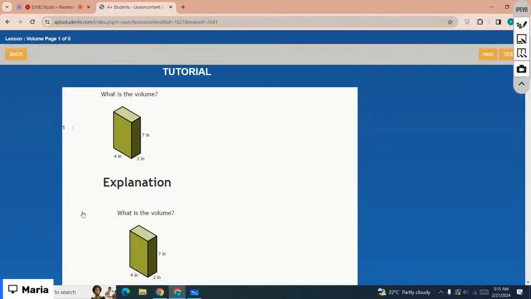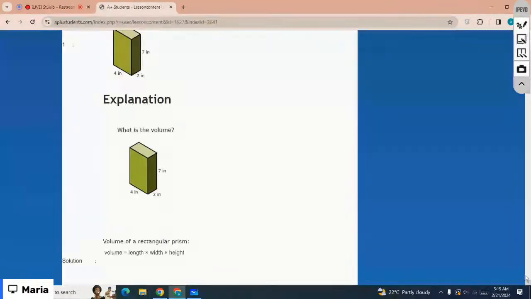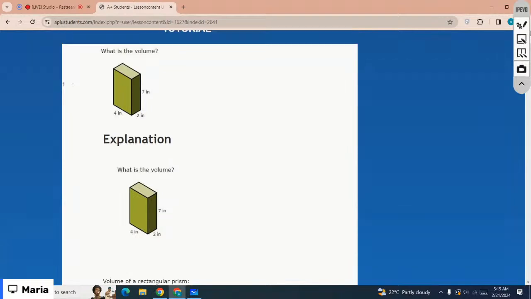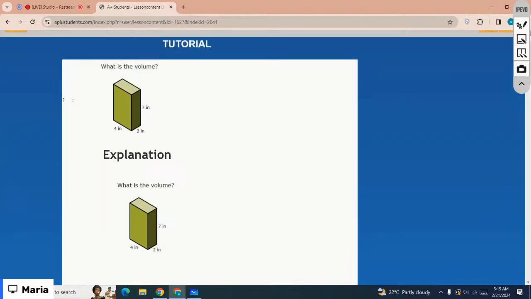Okay, what is the volume? You are given the rectangular prism and you have to calculate the volume of the rectangular prism. How do I know that it is a rectangular prism? Just look at this shape. This is a rectangle, right? And the rest are all rectangles. So that is a rectangular prism. You have to calculate the volume of the rectangular prism.